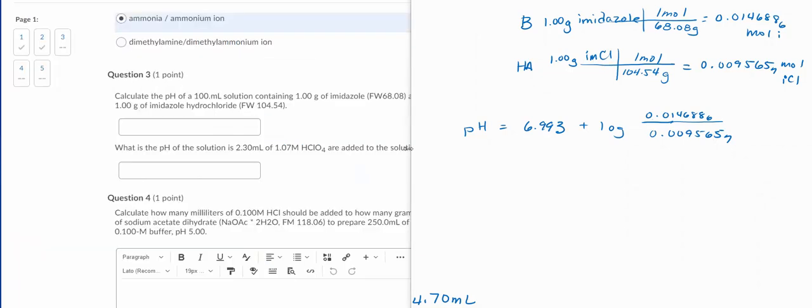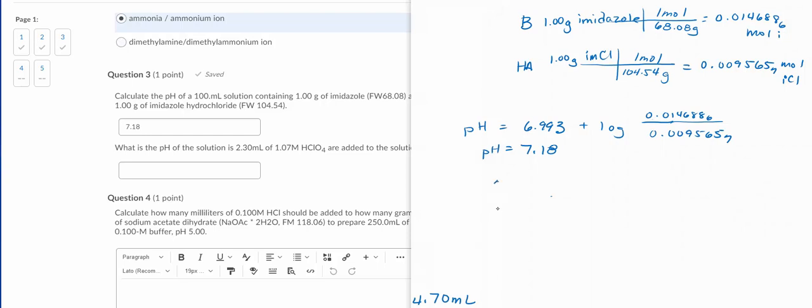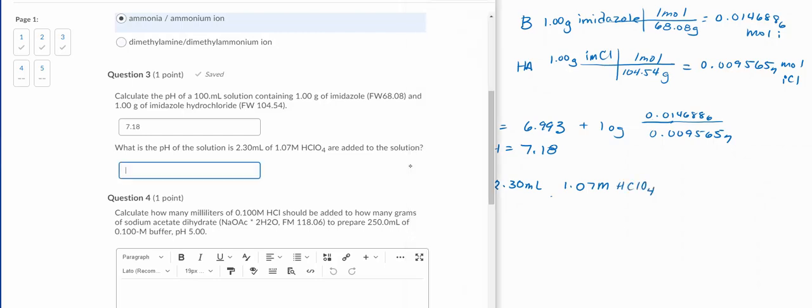So 6.993 plus the log of this ratio, 0.0146886 over 0.0095657. I get a pH value of 7.18. So what is the pH of the solution? I guess that should be an if. If 2.30 milliliters of a 1.07 molar HClO4 are added to this solution.